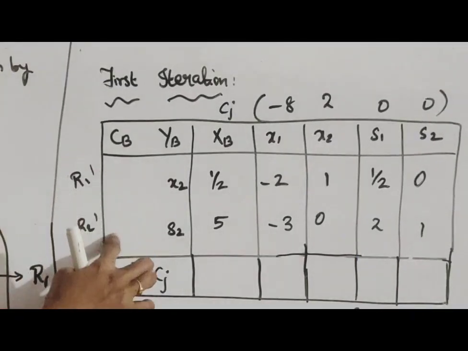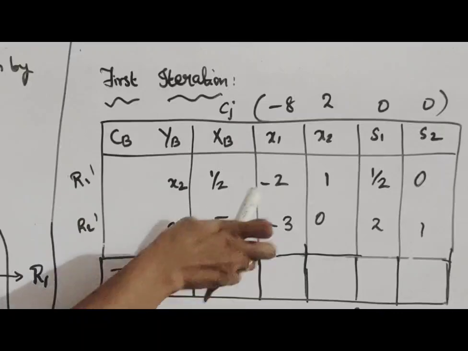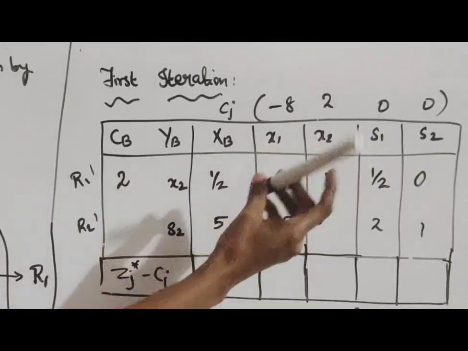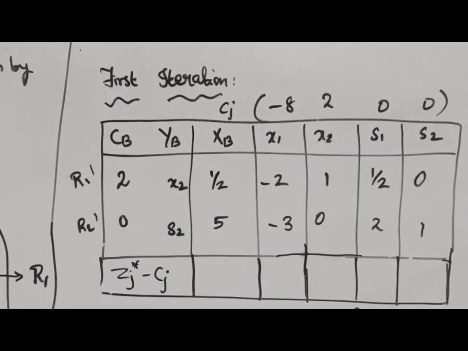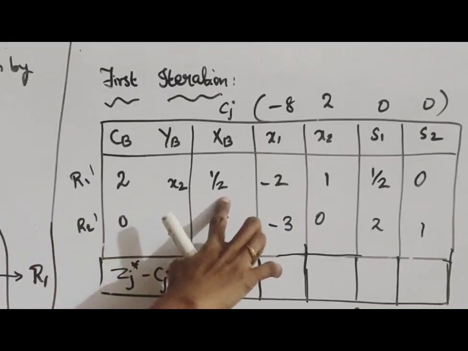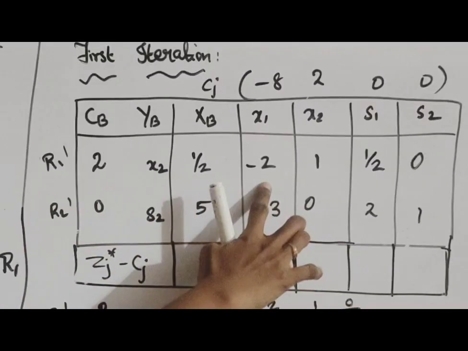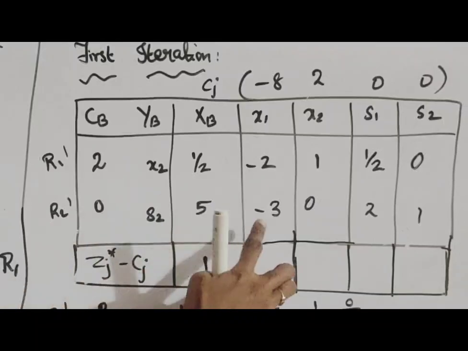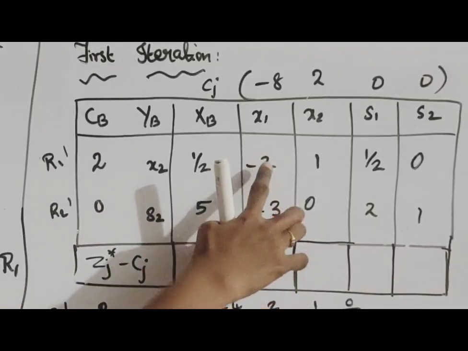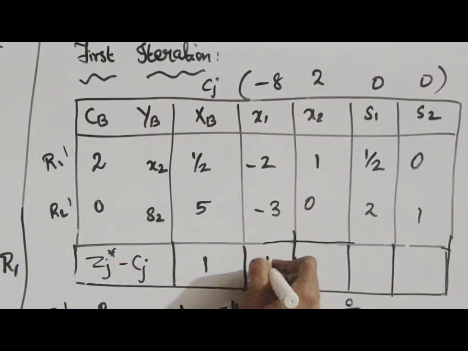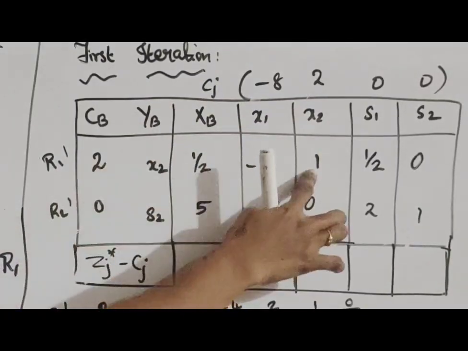Now, what's the cost of these variables x2 and s2? Here, the cost of x2 is 2. The cost of the variable s2 is 0. Now, we have to find the Zj star minus Cj. 2 into 1 by 2, 1. Plus 0 into 5, 0. Therefore, the value is 1. 2 into minus 2, minus 4. Plus 0 into minus 3, 0. Here minus 4 minus minus 8, that is minus 4 plus 8, right? The value is 4. Next, 2 into 1, 2. Plus 0 into 0, 0.